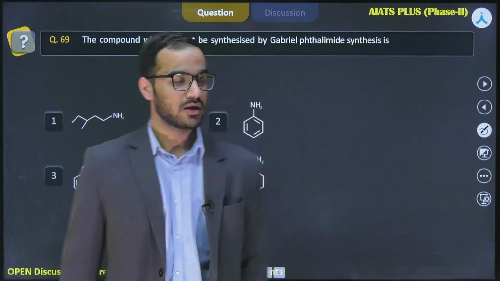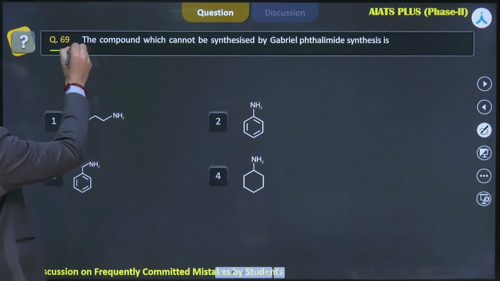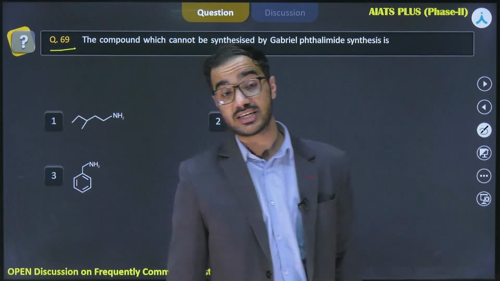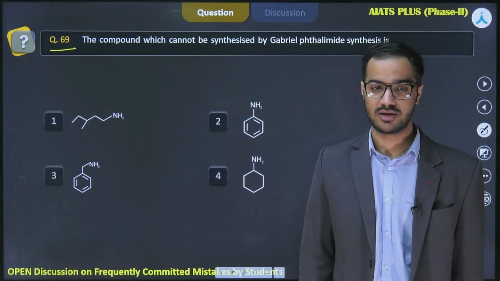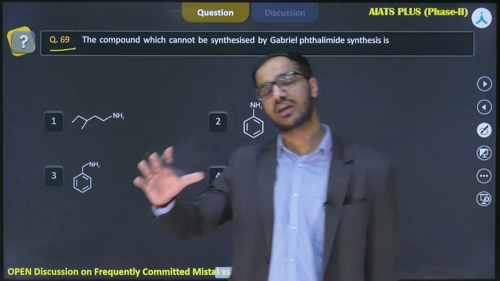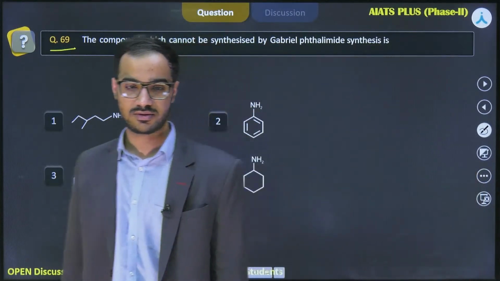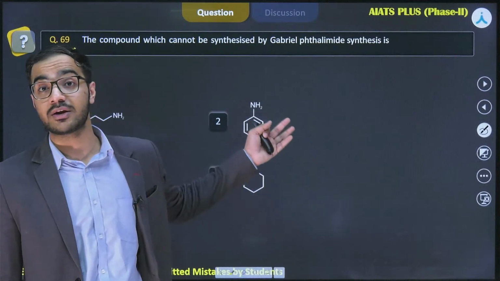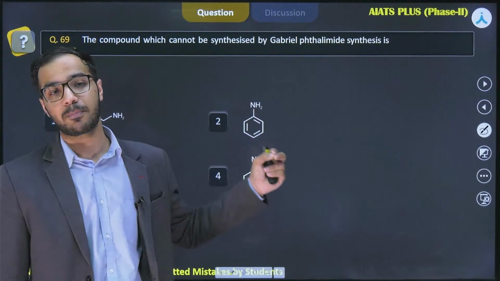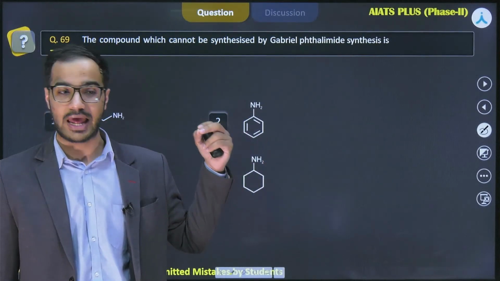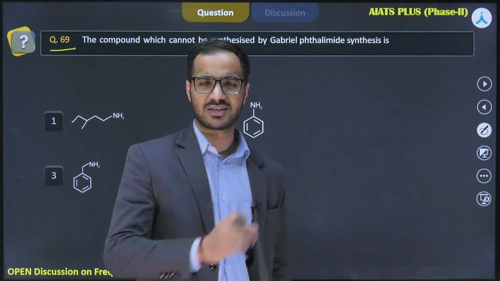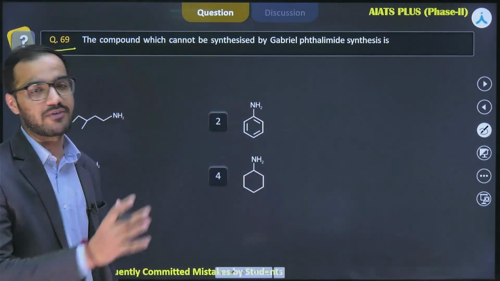Yes. Now we have question number 69. The question is: which compound cannot be synthesized by the Gabriel phthalimide synthesis? I hope this kind of reaction has already been discussed in the previous class, and the question will be repeated because this is a very, very important conceptual part of your amines chapter. So shall I discuss it again? Let us discuss it briefly so that your concept is revised again.